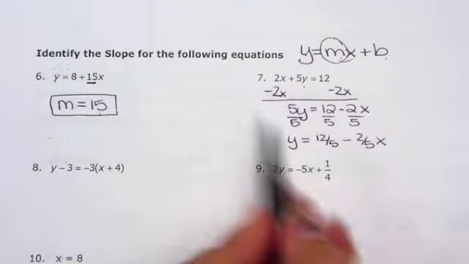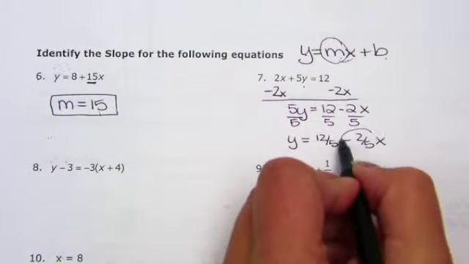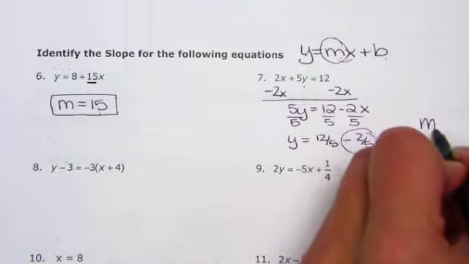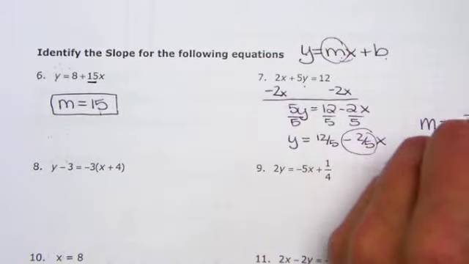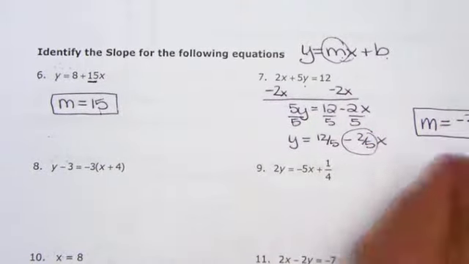When that is finished, I can now see that the number in front of x is negative 2/5. So my slope is negative 2/5.